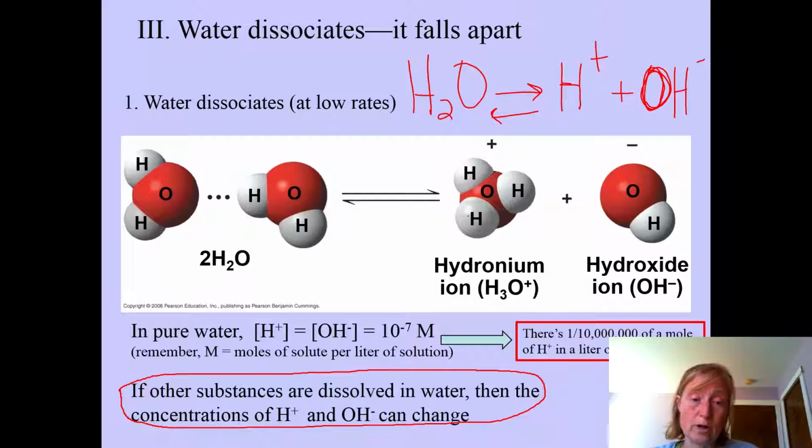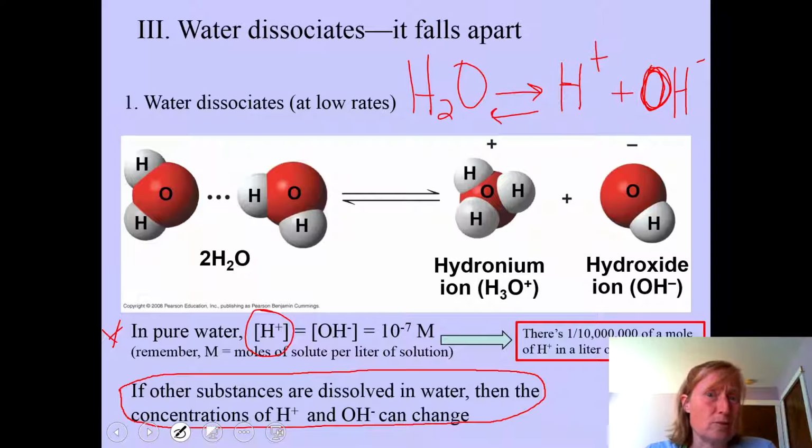And in pure water, the concentration of protons, that's what these brackets mean, right, is equal to the concentration of hydroxide ions, and that equals a very small number, 10 to the negative 7th molarity. In other words, if you're looking at a liter of water, there's 1/10,000,000th of a mole of protons in that liter of water. Okay, a small amount.